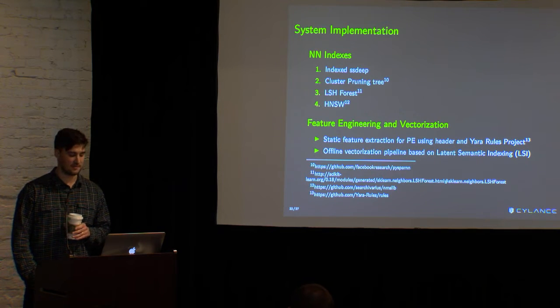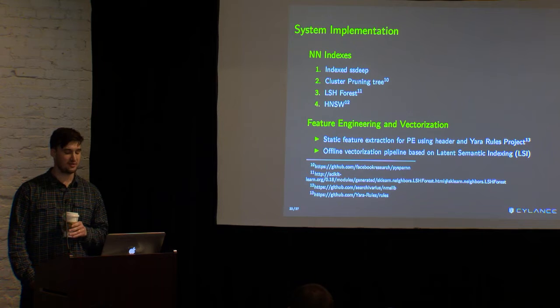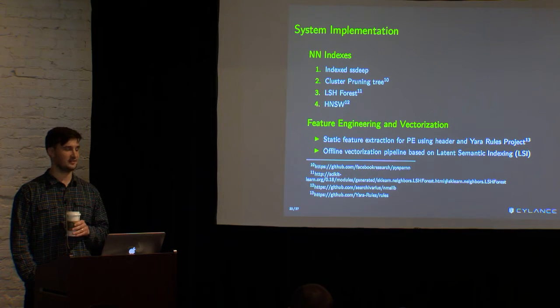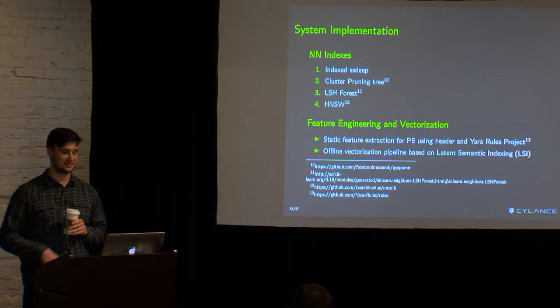From that pipeline, we have to reduce the dimensionality down to something that these methods can use. There's a method called latent semantic indexing, which is popular in document clustering and classification. This whole pipeline basically follows suit of that, and ultimately gives us a 512 dimensional feature space to work with whenever we're doing indexing in these methods.